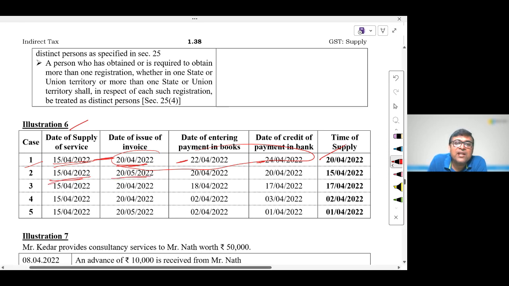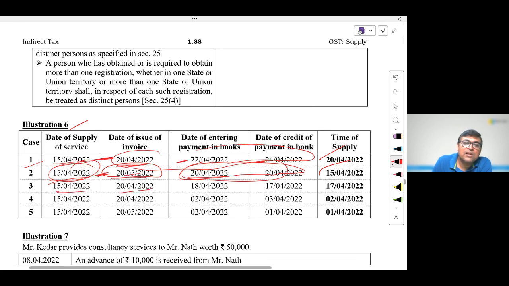15th April, 20th May 2022 I issued. Can I say that I failed to issue my invoice within 30 days? Now, the payment date should be relevant. This 15th April or payment date, whichever is earlier, should be considered as my time of supply. Accordingly, 15th April should be my time of supply.